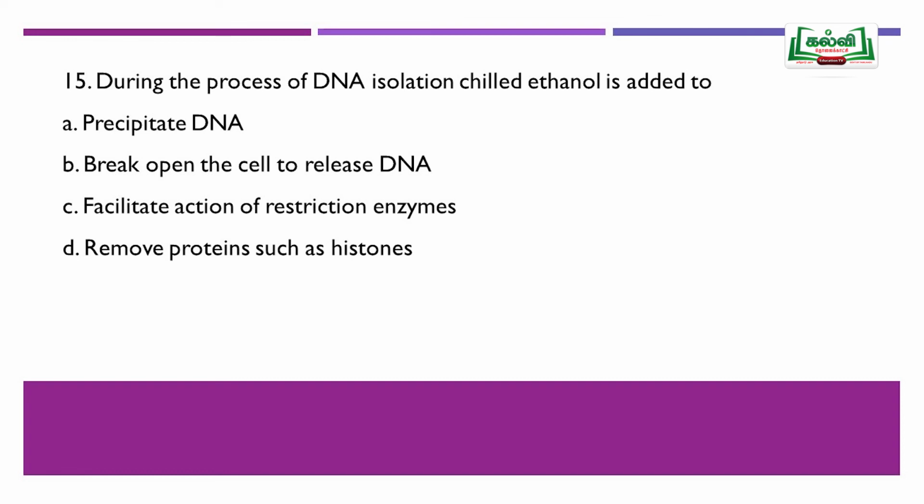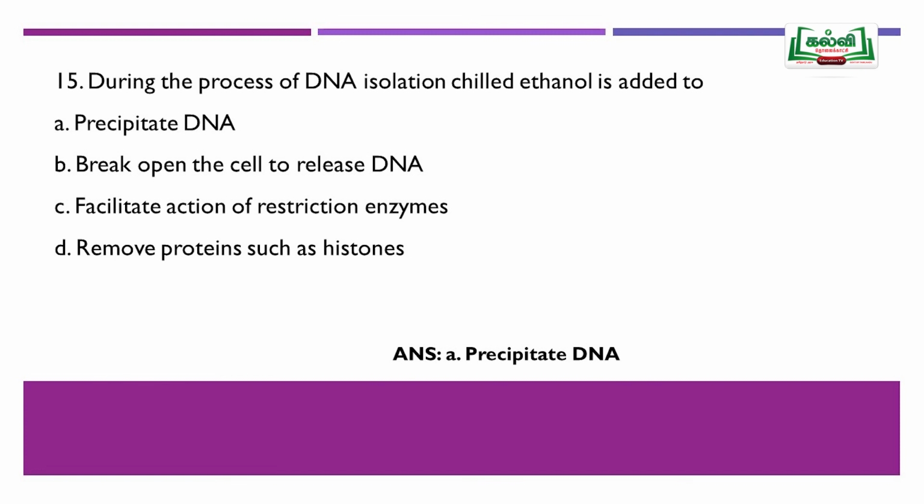So, the filtered extract contains DNA, but it is not visible to our eye. So, how to precipitate the DNA molecule? If we add it into chilled ethanol, the DNA will be precipitated and a thread-like appearance will be seen. That we will do by spooling. Okay. So, here the options are precipitate DNA, break open the cell to release DNA, facilitate action of restriction enzymes, remove proteins such as histones. Okay. So, the correct and accurate answer for this is precipitate DNA.